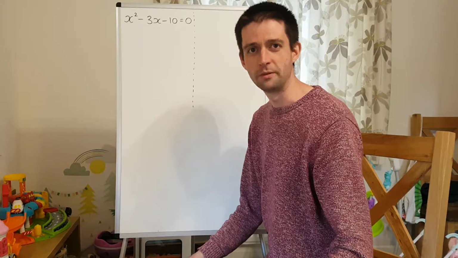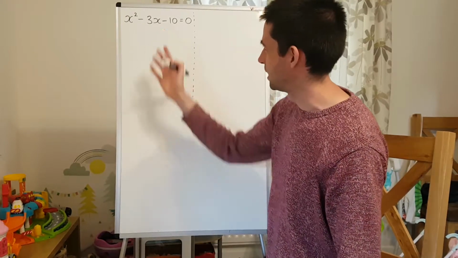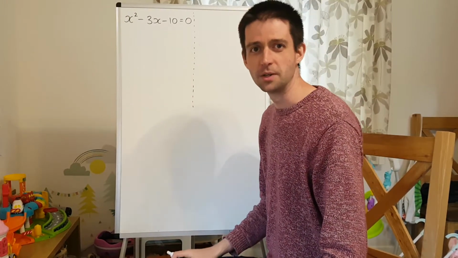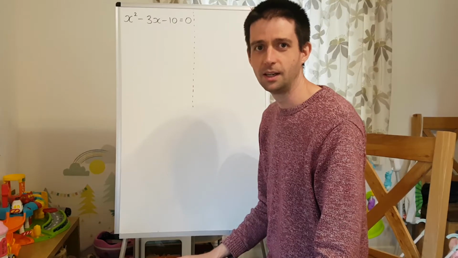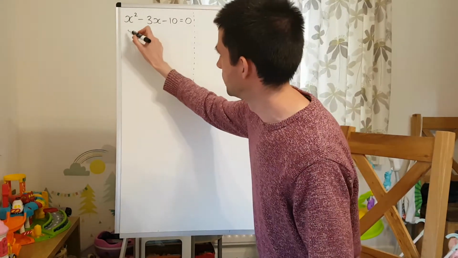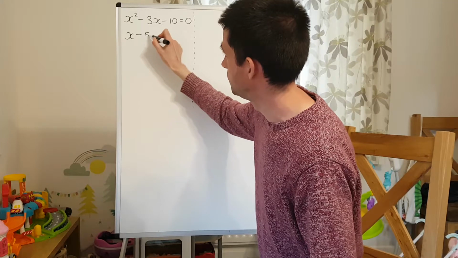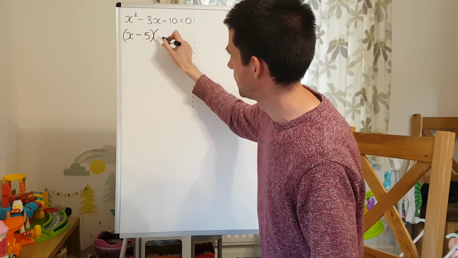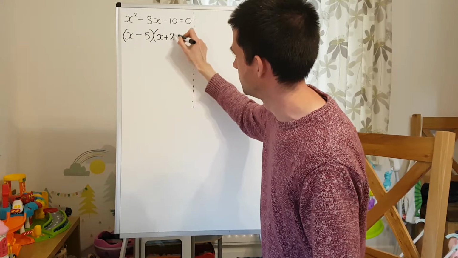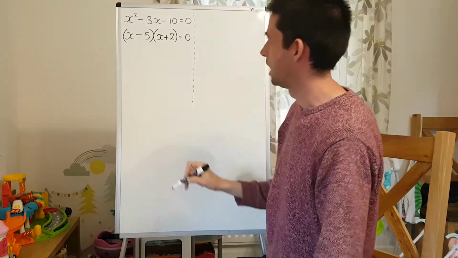This is the first lesson on algebraic long division, and to introduce this concept I'm going to start off just by talking about what a factor is, and to illustrate that I've just gone with a quadratic, x squared minus 3x minus 10 equals 0. Your first thought when you see something like this is probably to factorise it to (x minus 5)(x plus 2) equals 0.